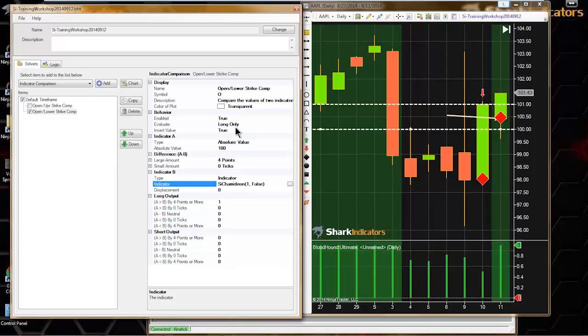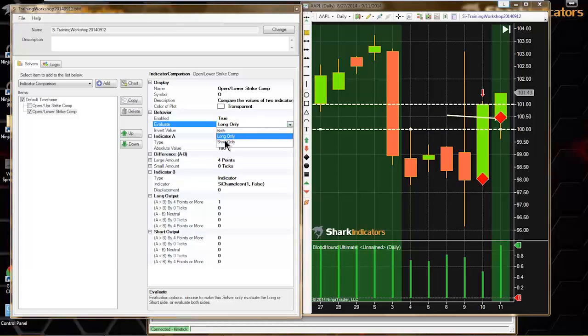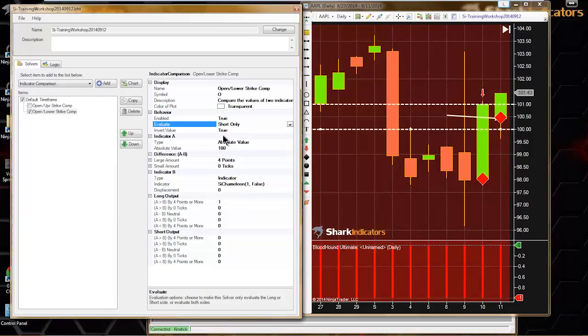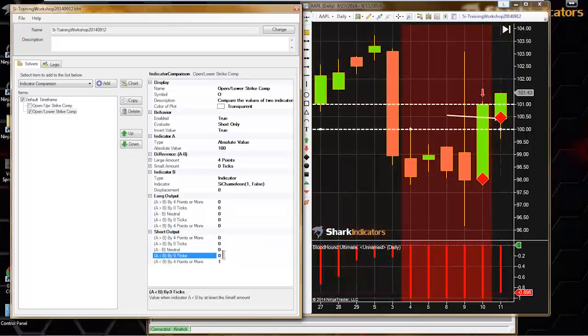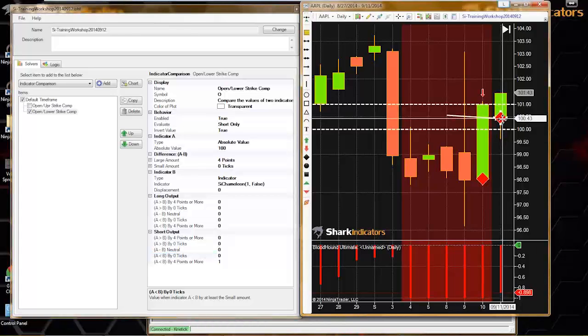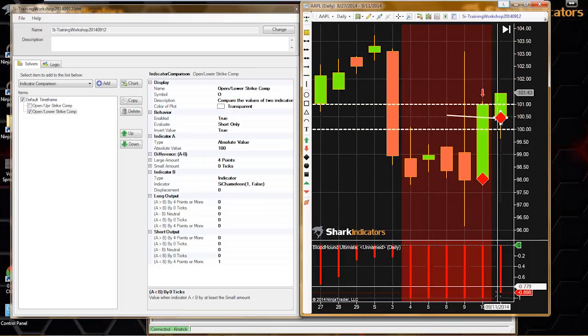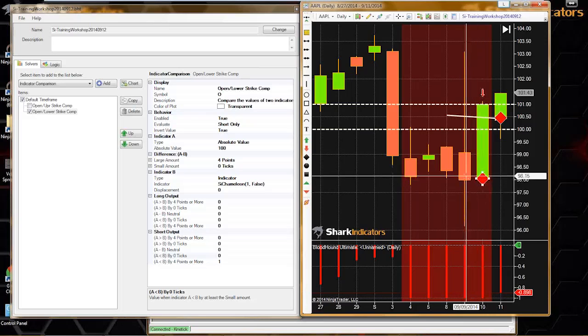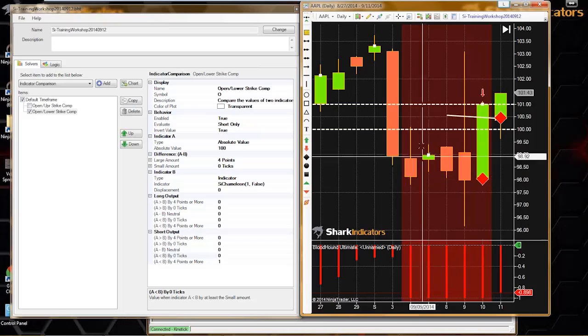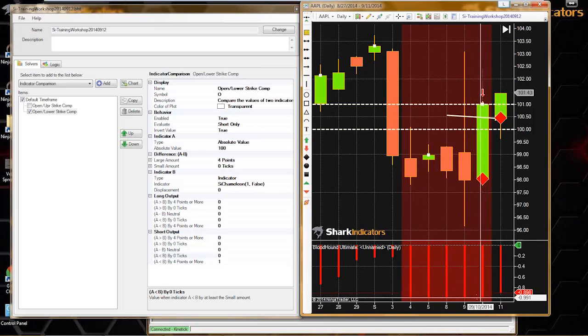Now, for the lower strike price, I actually want a short output. I want to see the short outputs on this one. So let's reverse this to short only, and I also have to remember I don't want to use the long outputs, I actually want to use the short outputs. So let's see how that works. That seems to be working. Right here our open price is actually above the lower strike price, and we can see BloodHound's output is not quite 1, and all these opening prices are actually below our strike price, so that's why BloodHound's giving us a 1 output.